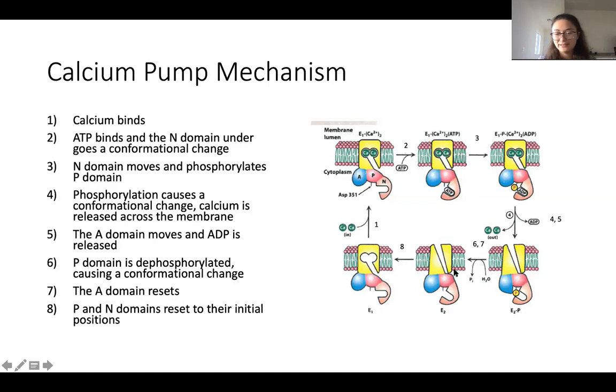And then finally, all of these domains, so we can see that the N domain is still not in its original conformation. So finally, the P and N domains will also reset, and that will lead to this final state where it's ready to accept another calcium. So we can see how this enzyme is able to transport calcium and then also be restored to its original state and ready to transport more.